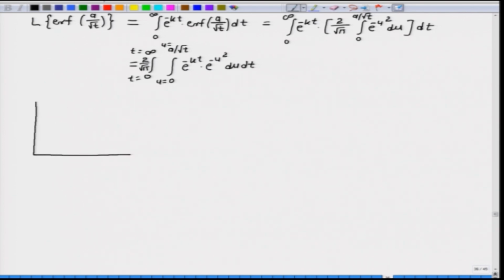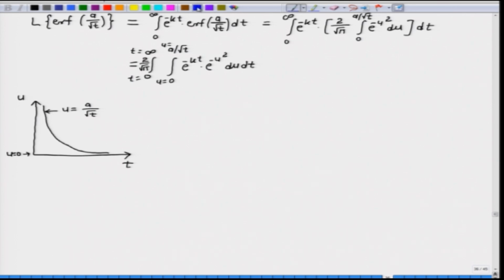So, if we plot u versus t, first the inner integral limits are defined as u equal to 0. So, u equal to 0 is basically the t axis, to u equal to a by root t. So, the upper limit is defined by u equal to a by root t. If we draw a plot of u versus t such that u equal to a by root t, we will get a plot something like this, and this plot defines the upper limit for u, which is u equal to a by root t.